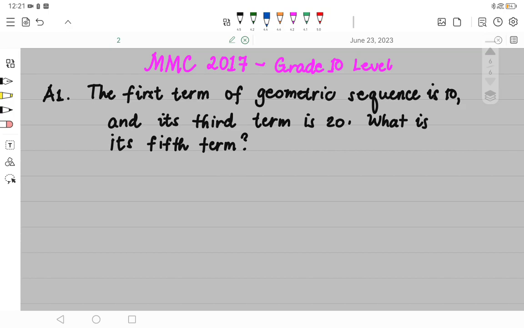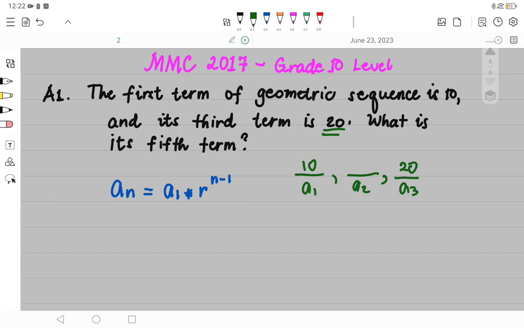So as we all know, a geometric sequence has this formula: a sub n is equal to a sub 1 times r, or the common ratio, raised to n minus 1. However, if we look at the problem, if we analyze, we have our first term, 10. This is our a sub 1. But we don't have the second term, or a sub 2. And in the given, we have the third term, which is 20.